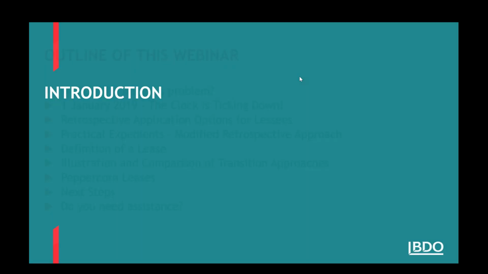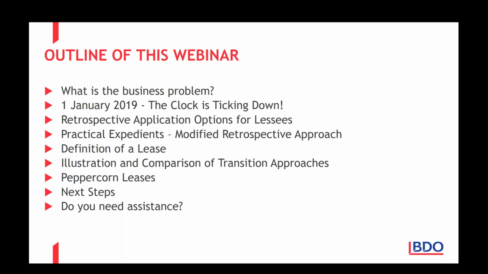So the outline of this webinar, I thought I'll start with what is the business problem around this standard? Why is everybody up in arms? Why are we reading about this in the AFR quite regularly? There was an article on the 5th of September around Meyer and Woolworths and what it would do to their balance sheet. So we'll look at what is the business problem.